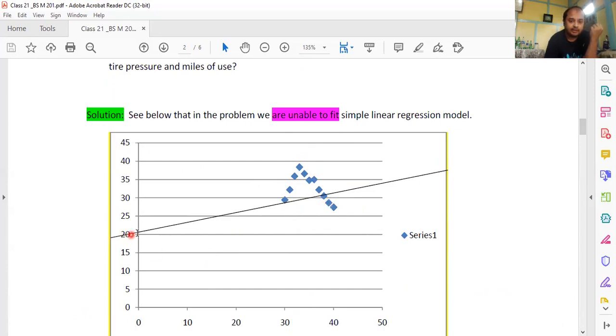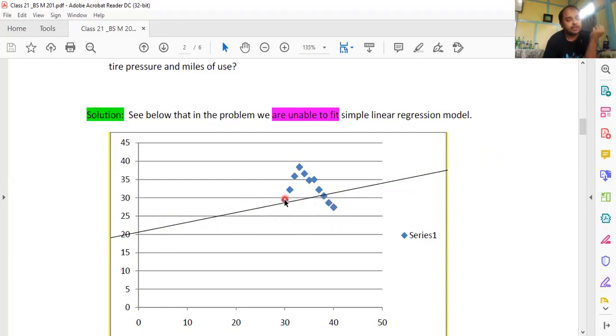And by some tools, I have tried to draw the straight line also, which I'm going to show you in today's class, how to do this. So I tried to draw a straight line like this, but you see that if I forcefully say that, yeah, there is some kind of linear relationship between them, it is observed that out of all these points, only one point is falling on the straight line. All the other points are scattered around the straight line. These points are above the straight line, these points are below the straight line.